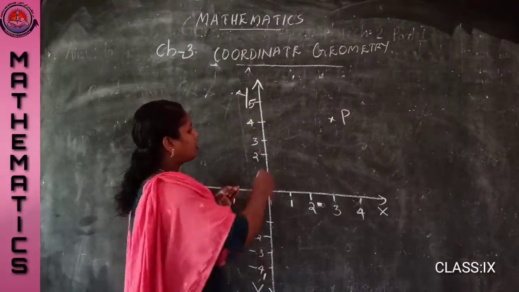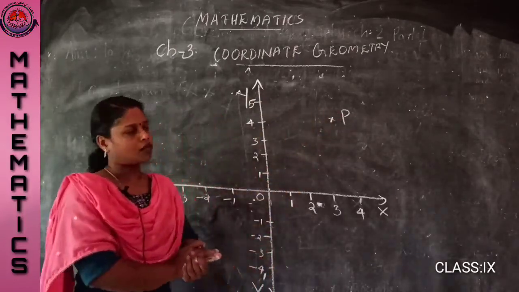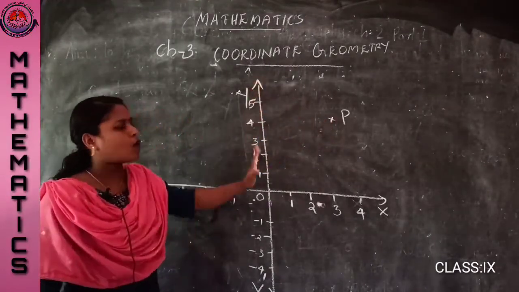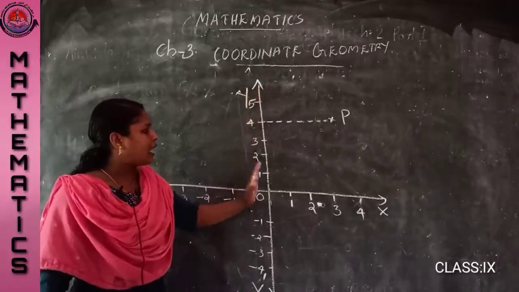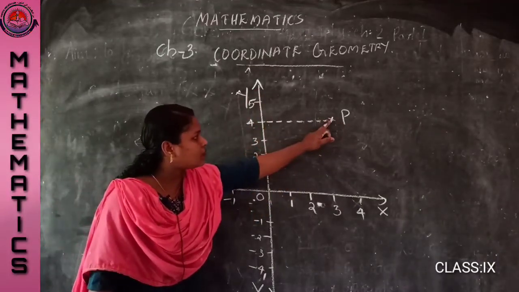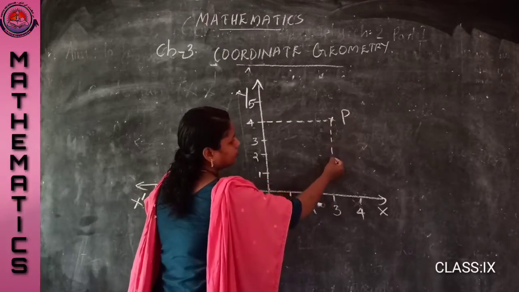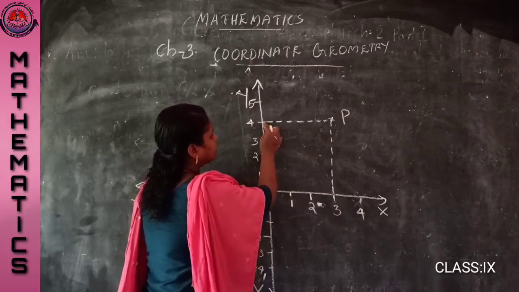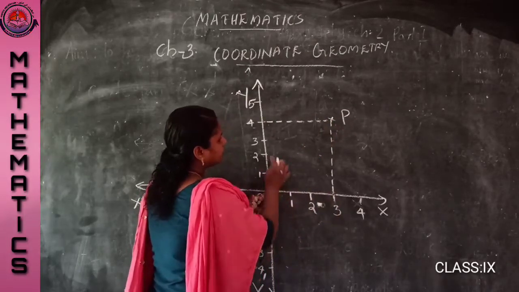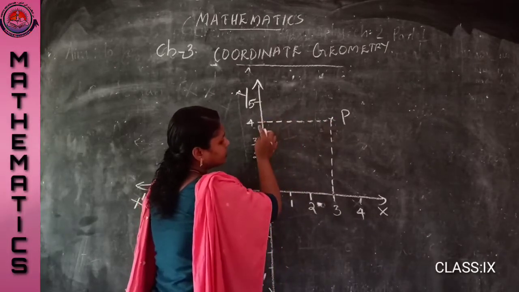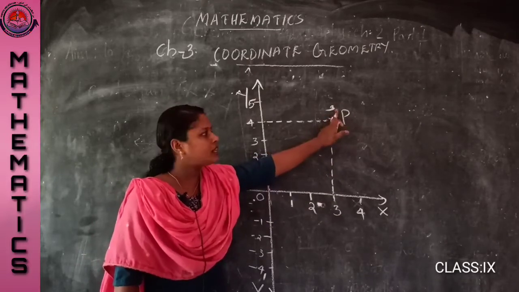First we need to find the distance between the y-axis and the point P. How can we find the distance between the point P and the y-axis? It is the perpendicular distance between the y-axis and P, and this distance we measure along the x-axis. So the distance between the y-axis and P is measured along the x-axis. That means the distance between the point P and the y-axis is 3. So we can say that the x-coordinate of the point P is 3.